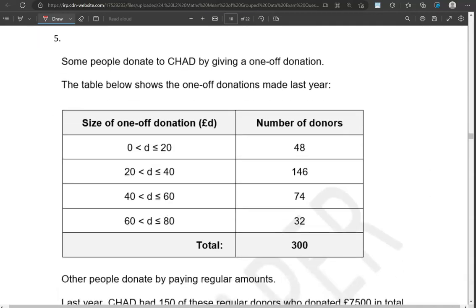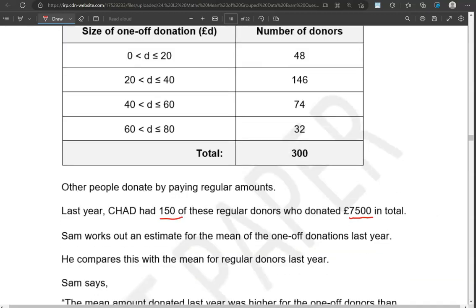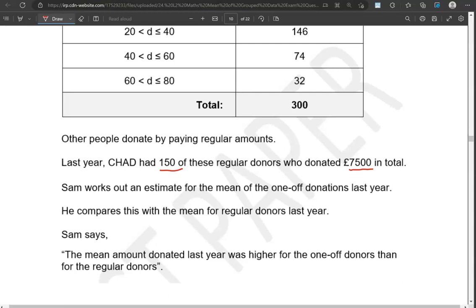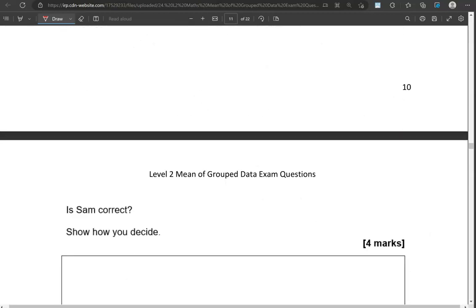Some people donate to CHAD, which is a charity, by giving a one-off donation. The table below shows the one-off donations made last year. Other people donate by paying regular amounts. Last year, CHAD had 150 of these regular donors who donated £7,500 in total. Sam works out an estimate for the mean of the one-off donations last year. He compares this with the mean for regular donors last year. Sam says the mean amount donated last year was higher for the one-off donors than for the regular donors. Is Sam correct? Show how you decide.